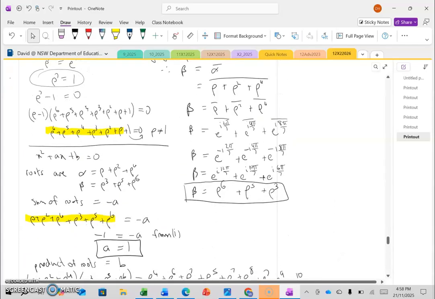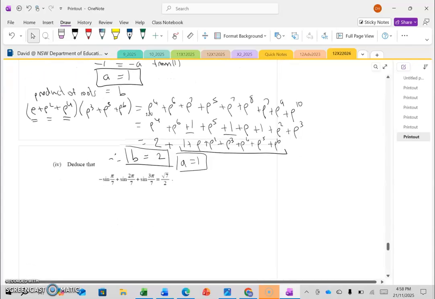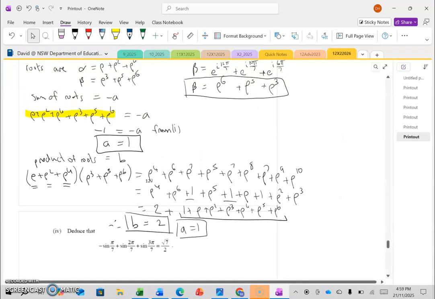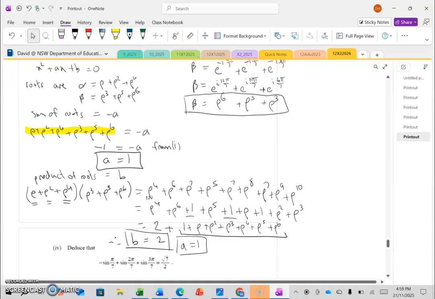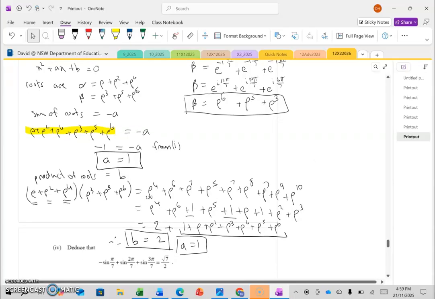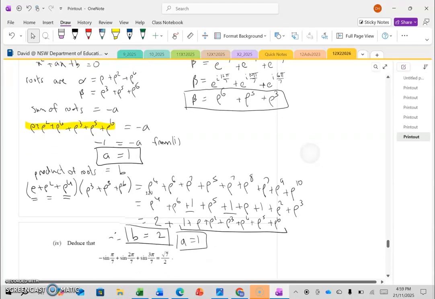Find the value of the coefficients. A is 1, b is 2. I'll just write a is 1 down the bottom. Okay. Next, over the page, deduce that. And then we have this result here. So deduce, meaning we need to use what we've got previously to help us get that result.